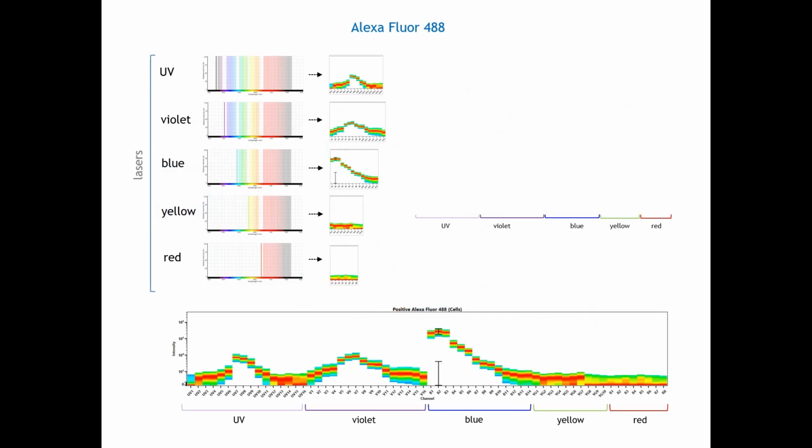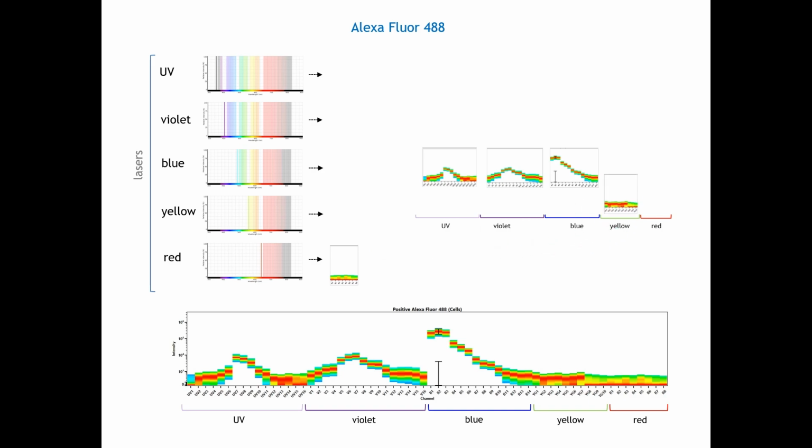The emission spectra from all of the detectors from each laser are collected, and these emission spectra are stitched together to show the intensity of all the emissions from all of the lasers in a single graph. This is called the spectral signature of that fluorochrome. It gives much more information about the spectral qualities and the emission of fluorochromes than conventional flow cytometry.